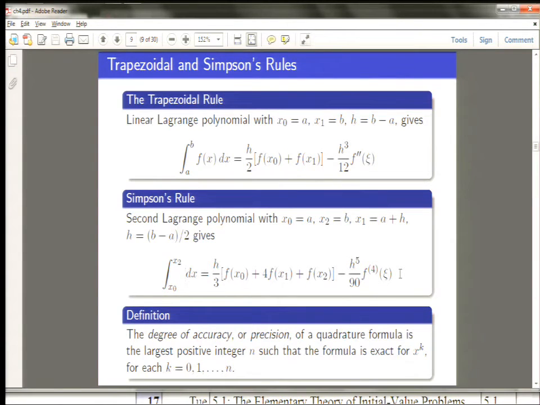It's an h^5 instead of h^3, and it's an f to the 4, which means in particular that if you run Simpson's method on a cubic, you'll get the exact answer. It's good to know. So we'll come back to that later.